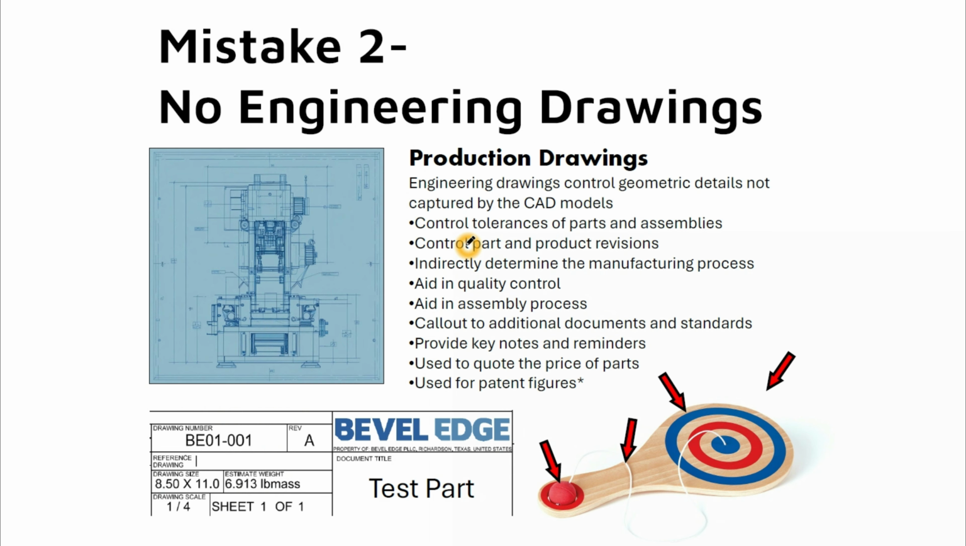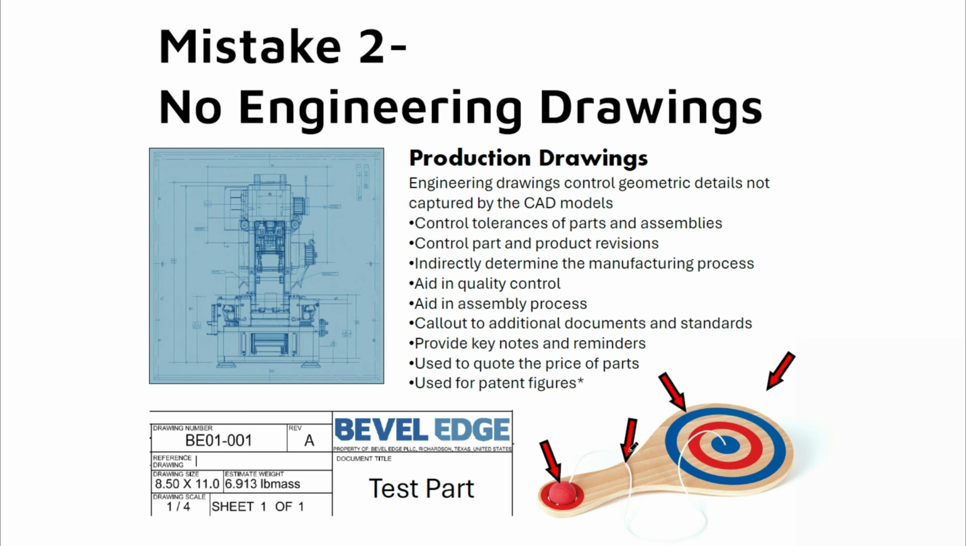Mistake number 2, no engineering drawings. The reason this is mentioned is because I can't tell you the number of times that I've spoken or consulted with people that have a product, and they just thought that if they go to a designer online and get a CAD model from them, that is all they need to make their product. Sure, maybe you can get started, but it leaves you vulnerable. So this is a mistake, not to have engineering drawings.